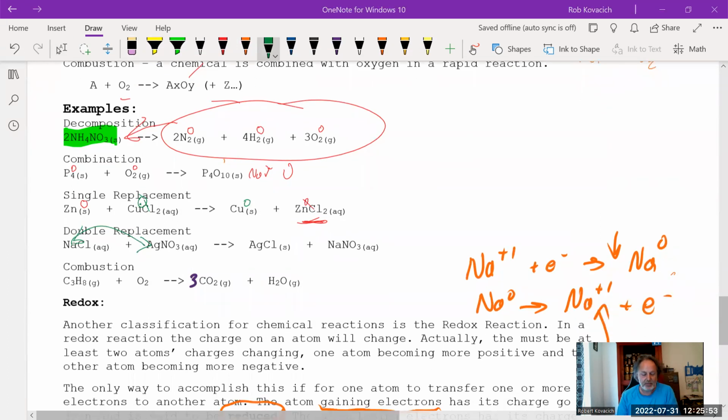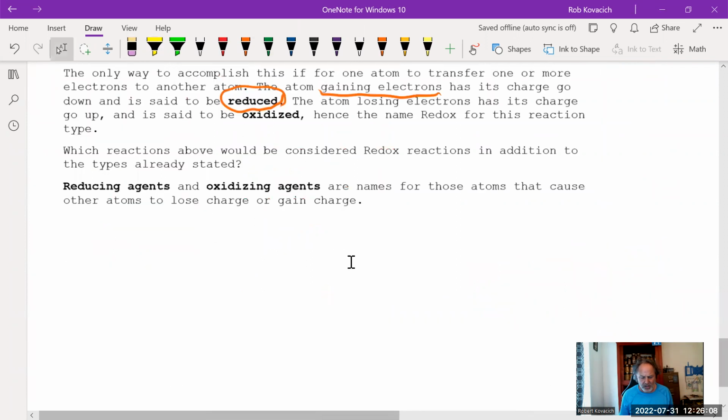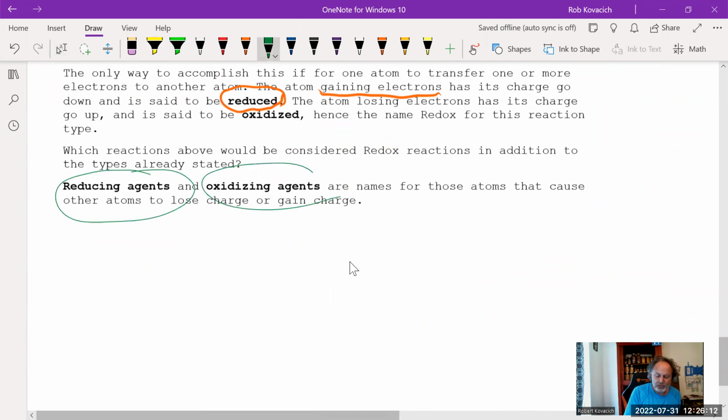And then we can use that same logic down here. Oxygen's charge is 0, and over here it's not 0, and over here it's not 0. So that means the oxygen has had its number of electrons change. The last thing with this is a little side note with reduced and oxidized. There's another way to refer to these things as reducing agents and oxidizing agents.